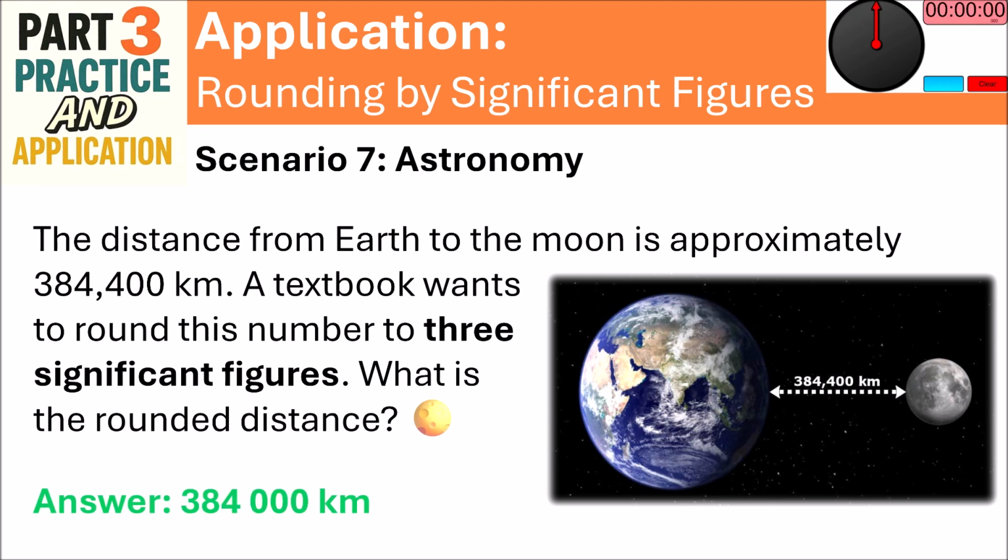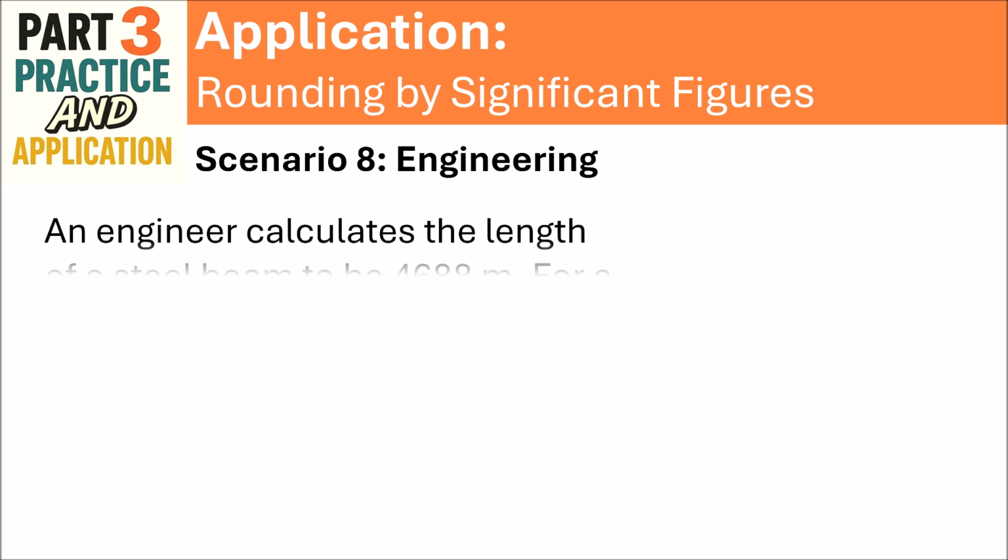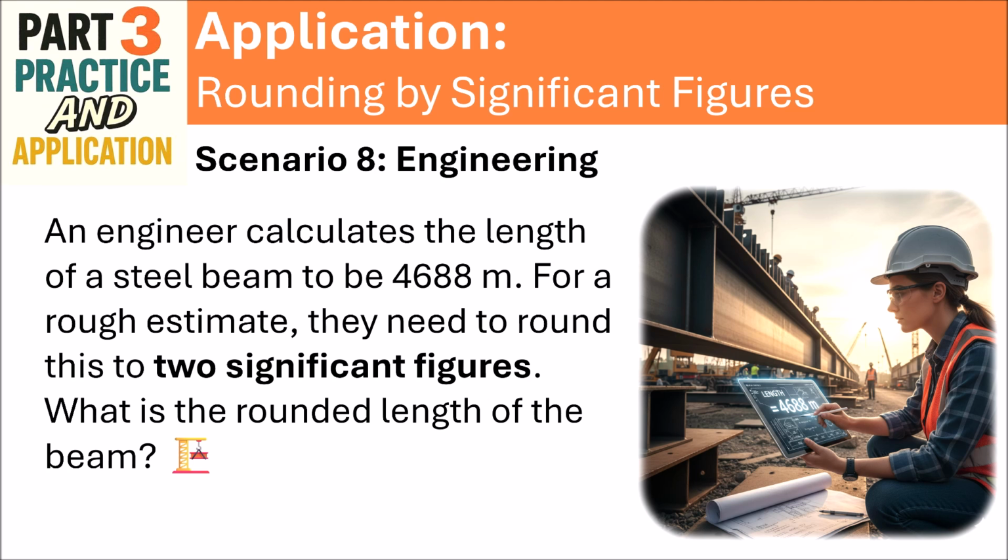Here is the answer. Got it right? Scenario 8. Rounding by significant figures applied to engineering. An engineer calculates the length of a steel beam to be 4,688 meters. For a rough estimate, they need to round this to two significant figures. What is the rounded length of the beam?